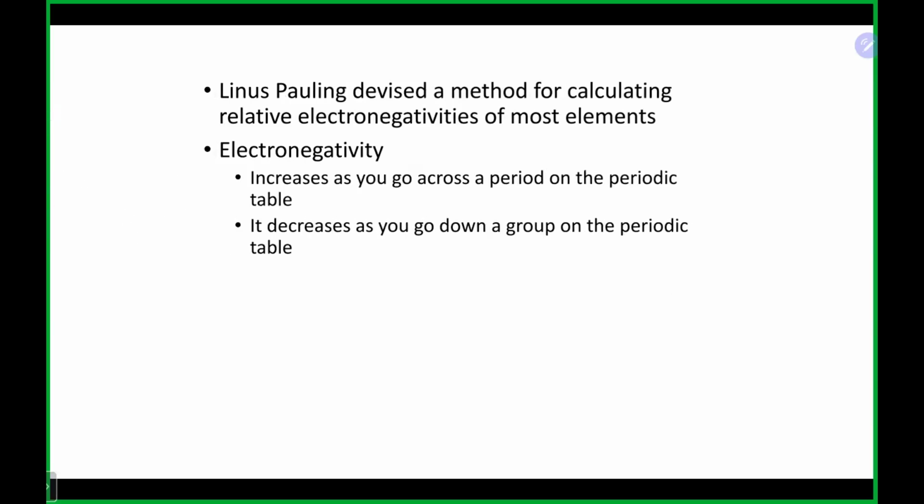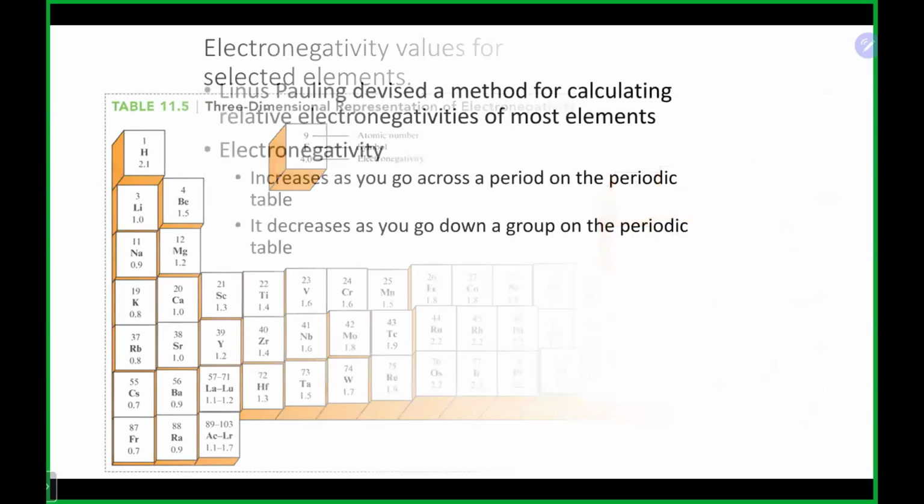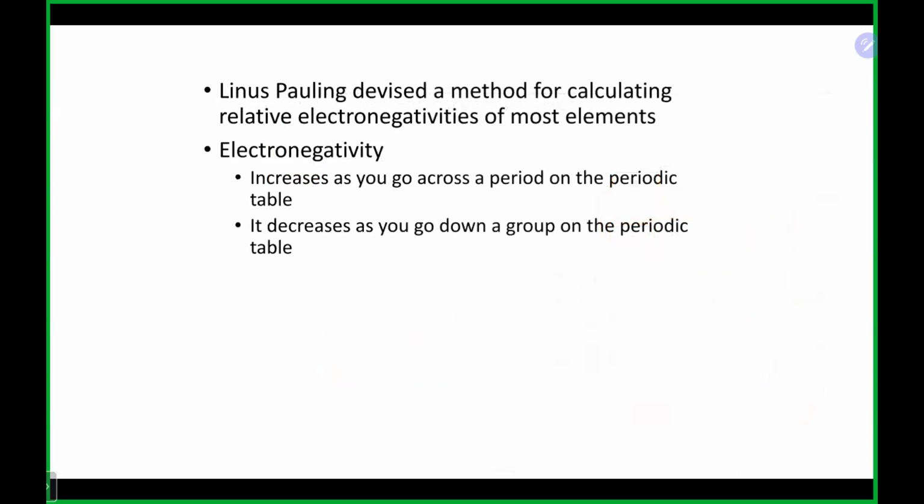Now, how do we know how those electrons are going to be shared? We talked about the general trend in electronegativity, which once again increases as you go up and to the right on the periodic table, with fluorine being the most electronegative element you could have, and decreasing in terms of electronegativity as you go left and down on the periodic table.